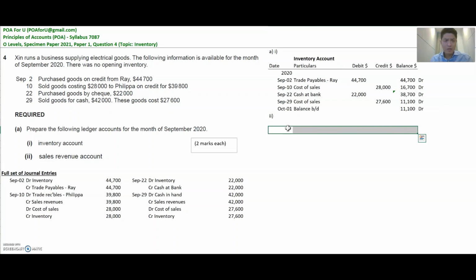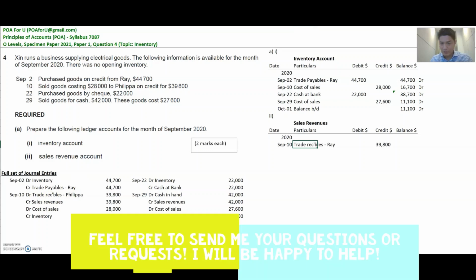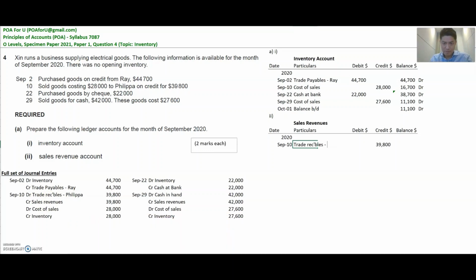Sales revenue account. So for the sales revenue account, we have sales revenues on the 10th of September, that's the first sales entry, right? What happened on the 10th? Where do you think the number should be in the sales revenues account, just looking at this journal entry here? Yes, on the credit side. And what should the particulars be? Yes, the other side of the journal entry, in this case, trade receivables to not Ray, but to Philippa.